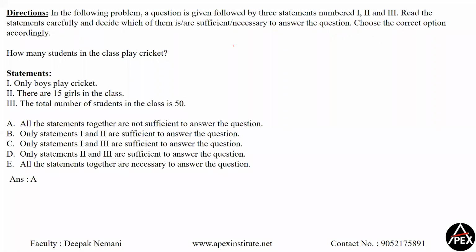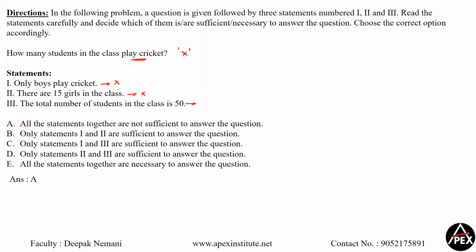So we need to determine how many of the students in a class play cricket. Statement 1: only boys play cricket. Statement 2: there are 15 girls in the class. Statement 3: the total number of students in the class is 50. With statement 1 alone, we cannot answer for sure, because here you will have a value x which you have to determine. From statement 2, we do not know the number of boys. So you cannot answer this question by taking statement 2 alone.